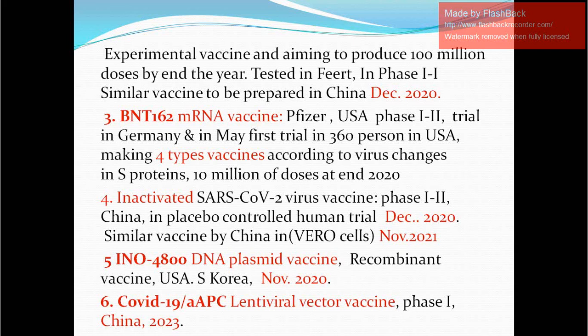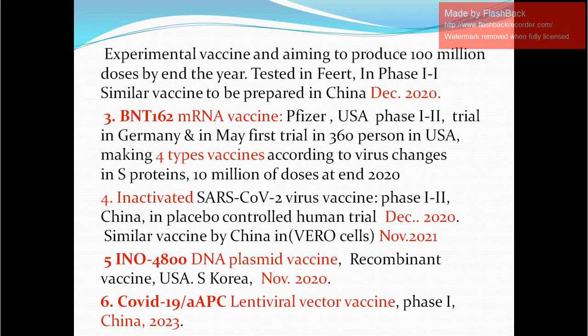Another messenger RNA vaccine is prepared by Pfizer in the USA, and they are in phase 1 and 2. A trial has been done in Germany, and now there is another trial of the vaccine in the United States using 360 volunteers. The amazing thing about this vaccine is that they can prepare 4 types of vaccine, each type according to the virus change in the S protein. If there is any mutation, they can include it. So now they are making 10 million doses at the end of 2020.